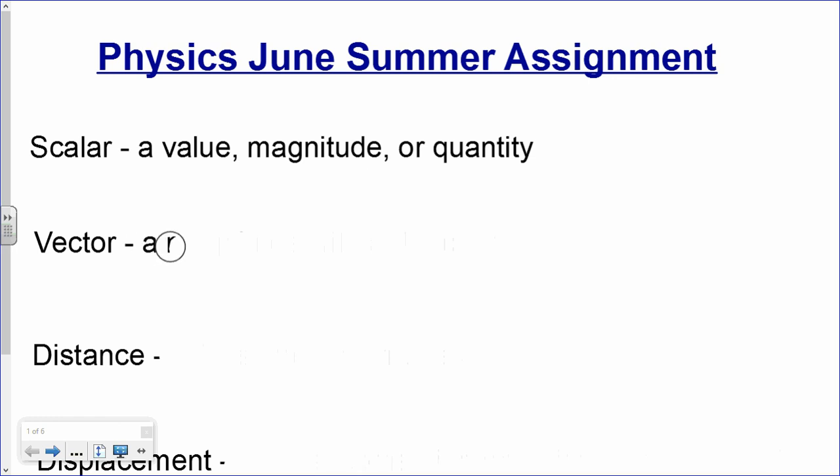A vector, on the other hand, is a magnitude and a direction. If you've watched Despicable Me, you know that already, because he's one of the villains in Despicable Me. So a vector is a magnitude with a direction.